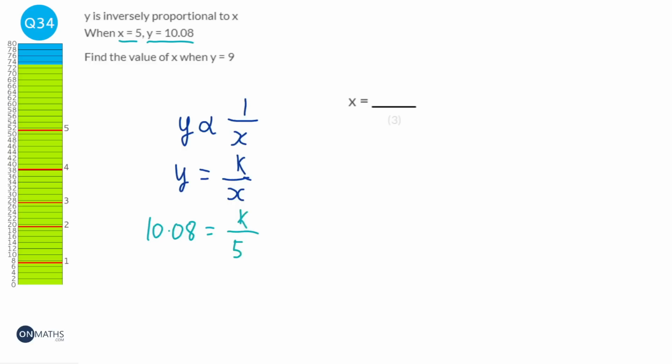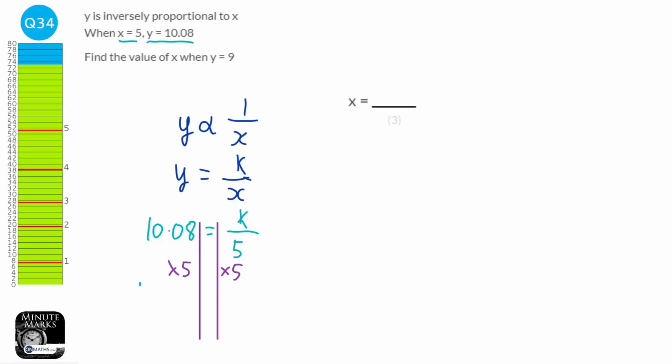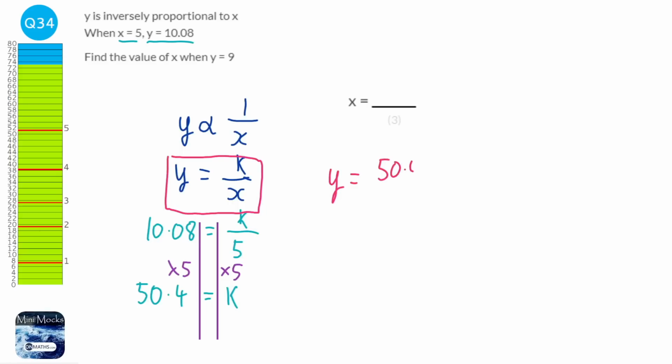And we're going to be solving this. Let's get my lines in. And to solve it, I just times by the bottom of the fraction. So times both sides by 5. And we're going to end up with 50.4 is equal to k. So k is 50.4. I'm going to rewrite this equation here, but we know what k is. It's 50.4.